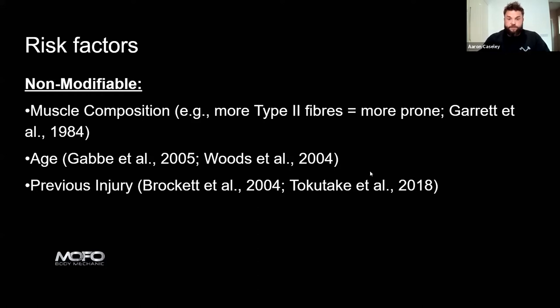Previous injury. This is one for dealing with your clients and their adherence to exercise and to their rehabilitation. So if you've had a previous injury, and the majority of people have had muscle injuries in the past, and you haven't rehabilitated that injury back up, you're more likely to get another injury in the same region because the tissues, as we're going to talk about in the next few slides, haven't yet regained their tensile strength.